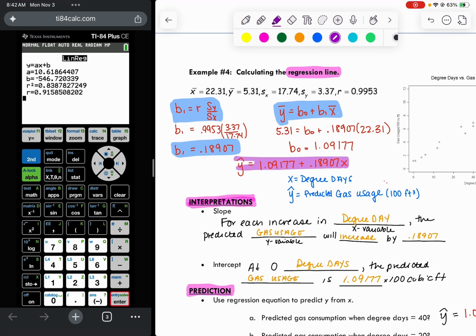So notice when I wrap this up and I write my final answer, here is not only the equation of the linear regression line or the least squares regression line or your line of best fit, but notice I have also defined the variables below and my y hat as my predicted gas mileage usage.